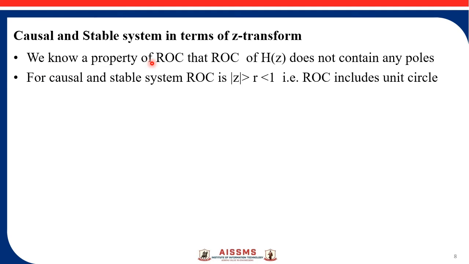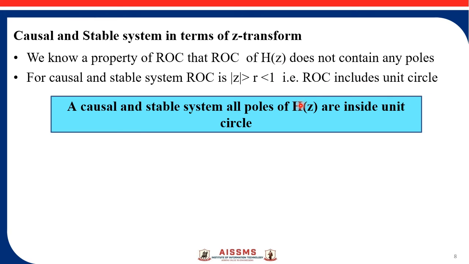Now we know the property of ROC, that is region of convergence, that the ROC of H of z does not contain any poles. And for a causal and stable system, we know that the ROC is mod z greater than r, with r less than 1, that is, the ROC includes the unit circle. Therefore, for a causal and stable system, all poles of H of z are inside the unit circle. So if the poles are inside the unit circle, then the system is both causal as well as stable.